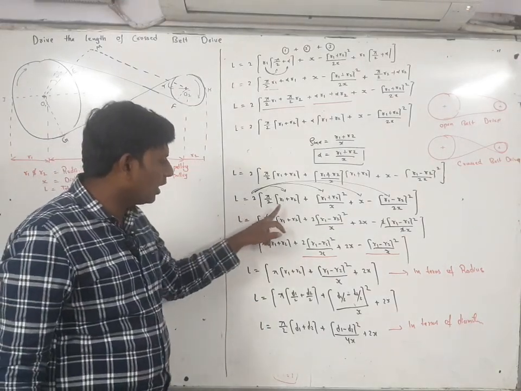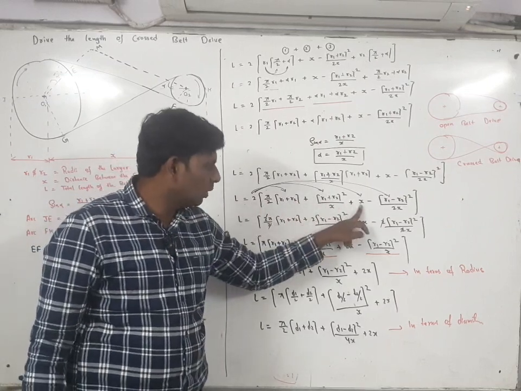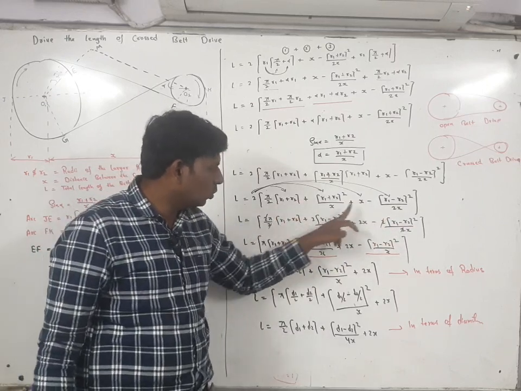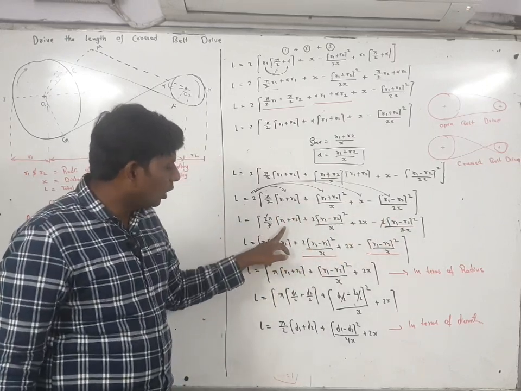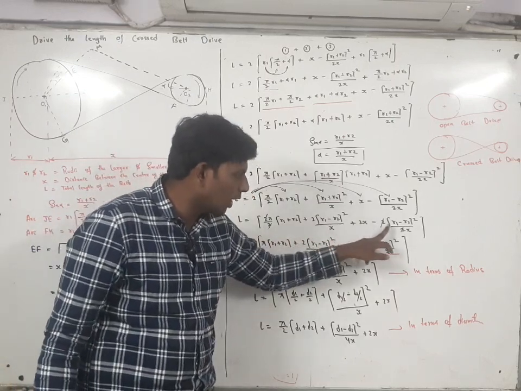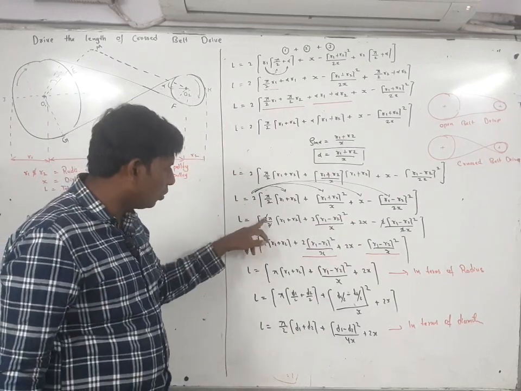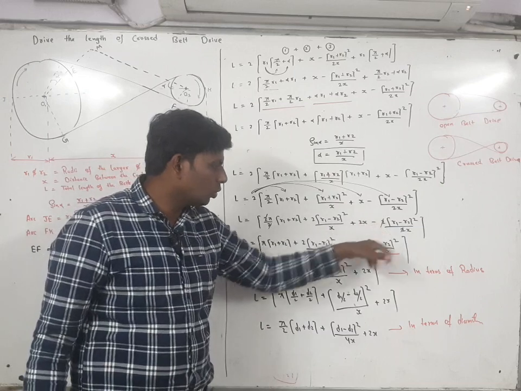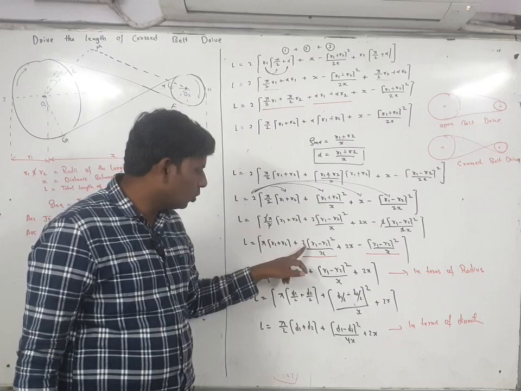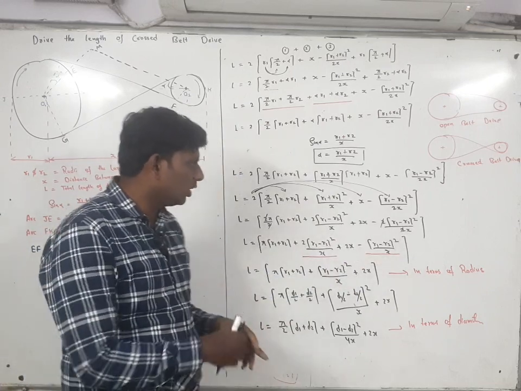Then this 2 multiplies with this term, and the 2 multiplies with this term. Totally 4 terms are there. So, here also you have to multiply. After multiplication, the 2, 2 will get cancelled. Here also 2, 2 will get cancelled. This term is as it is, pi R1 plus R2 plus 2 R1 minus R2 whole square by X. This 2X is as it is and this one is also as it is.